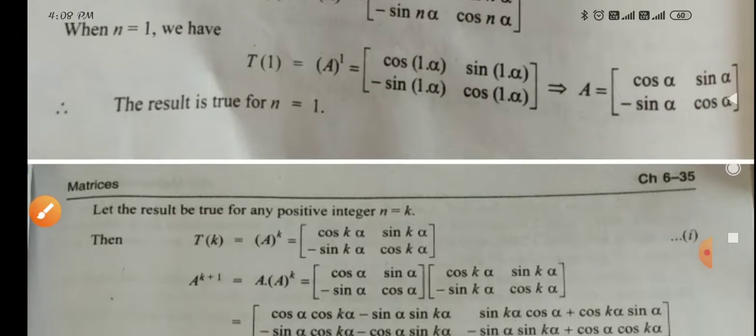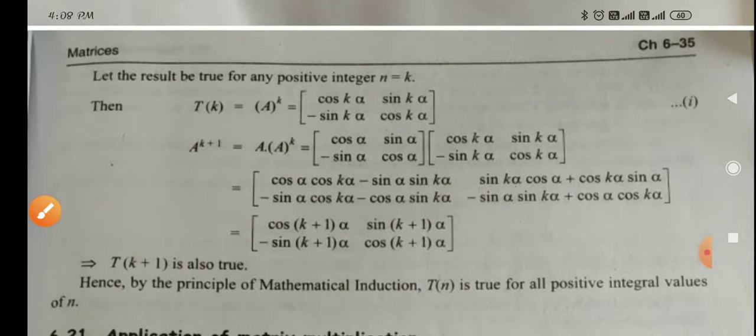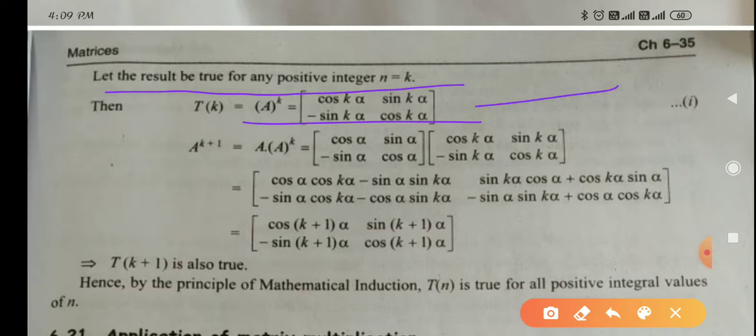Now for n equals k you have to suppose it is true. The result is true for any positive integer n equals k. So this is the first equation you have taken here. Now A to the power k plus 1, as we have done in the previous example, is A into A to the power k. The value of A is this one, the value of A to the power k from equation 1 you can put.